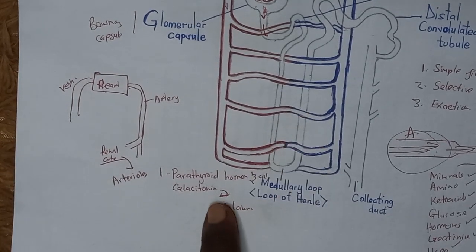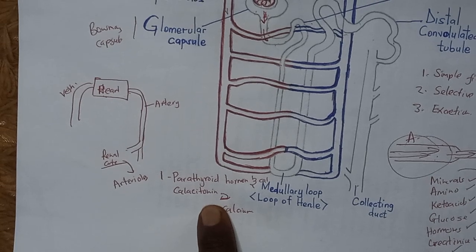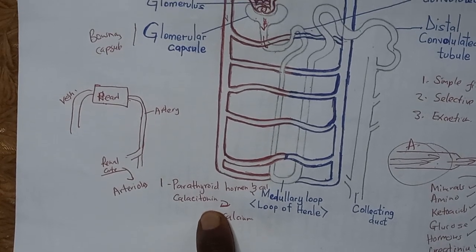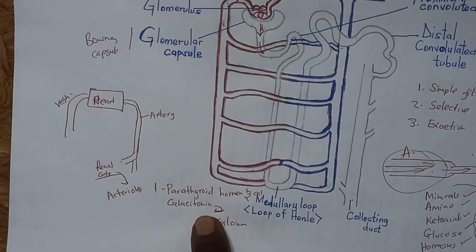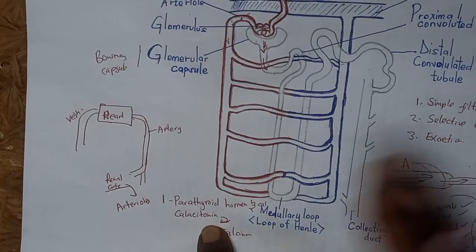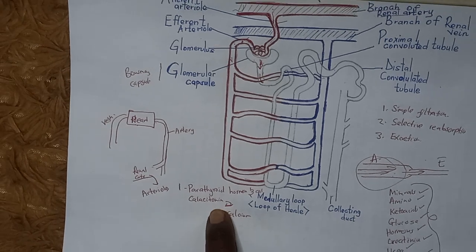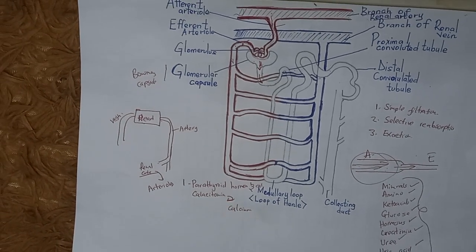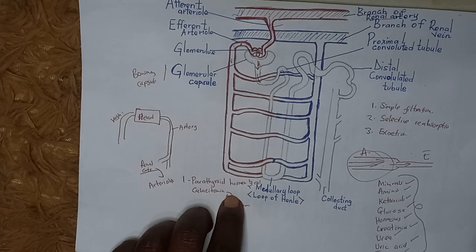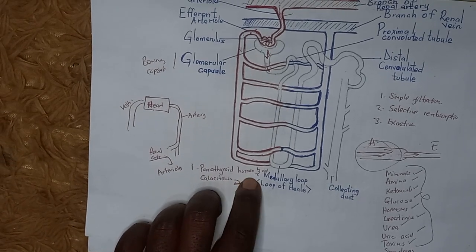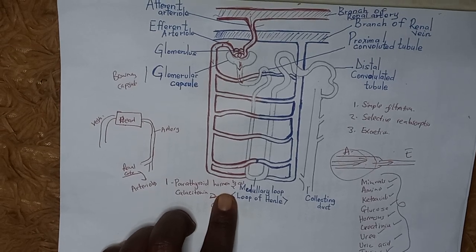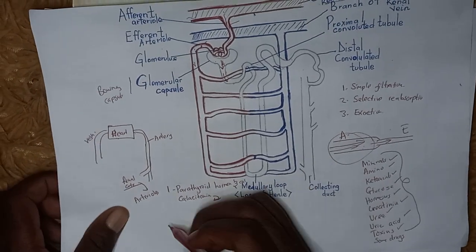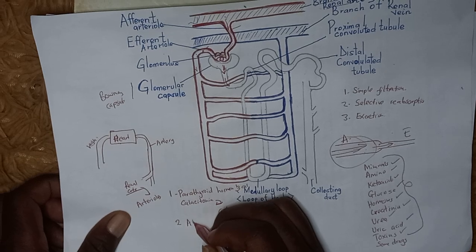When there is a lot of calcium in the body and calcitonin is produced, it means that it will regulate the reabsorption of calcium. The calcium level will go down. No reabsorption of calcium will take place. But when there is less calcium in the body, parathyroid hormone is being produced, and this hormone will enhance the reabsorption of calcium.